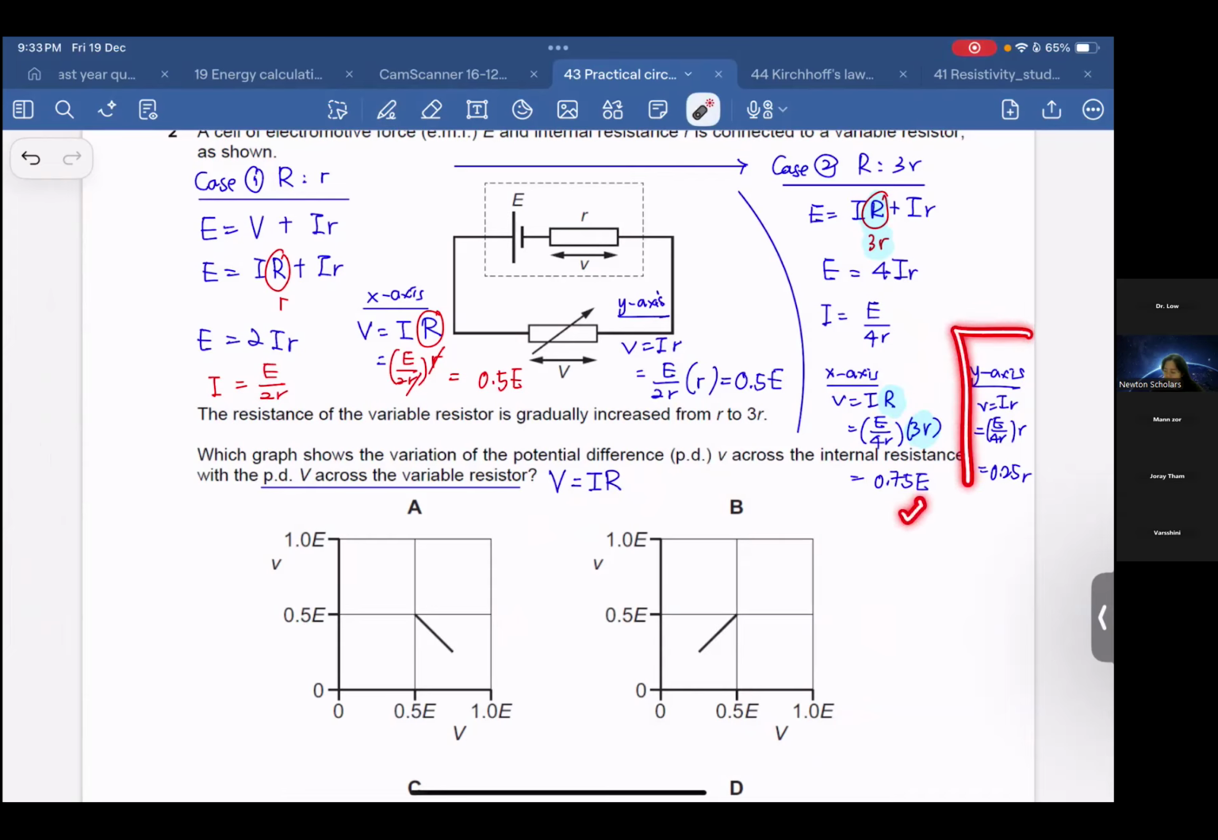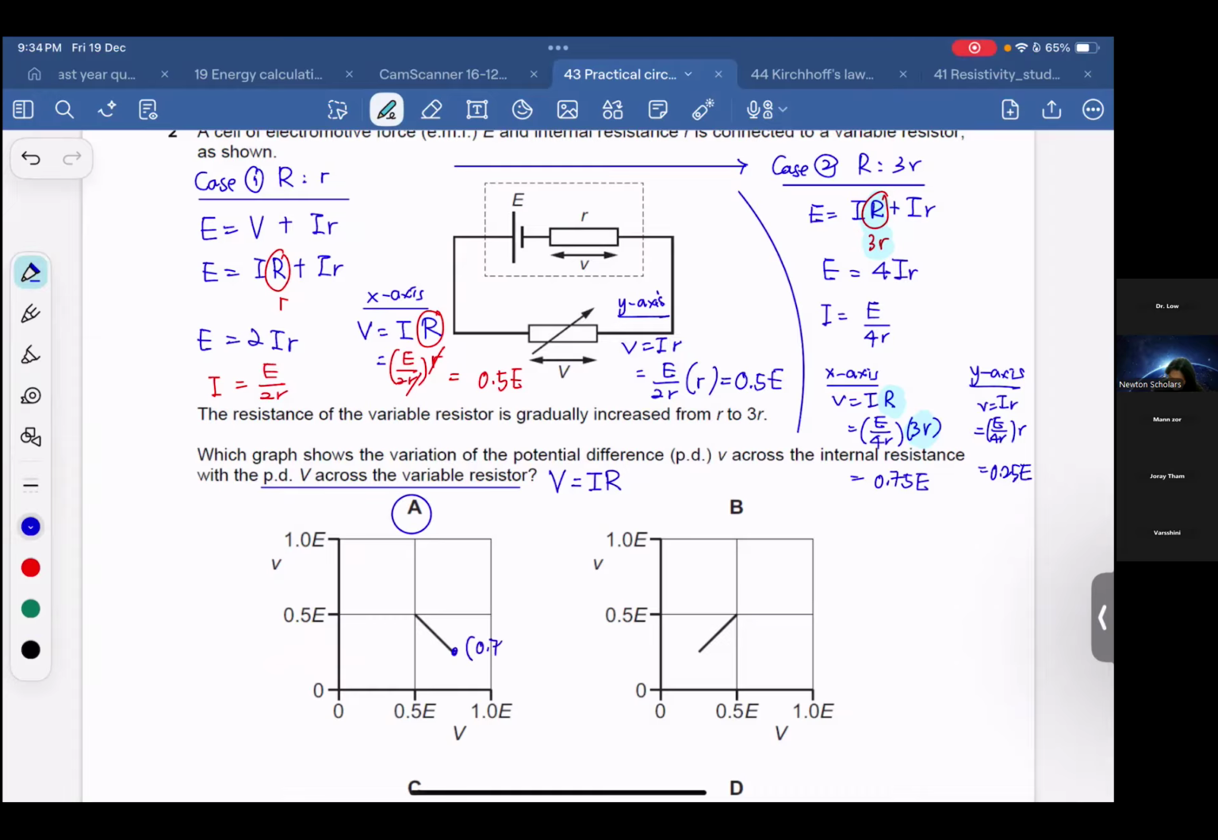For your y-axis, it is actually the internal resistance small r. So I times small r at the end is 0.25 E. So answer should be A. The second point is actually 0.75 E and 0.25 E. The first point is actually 0.5 E, 0.5 E.